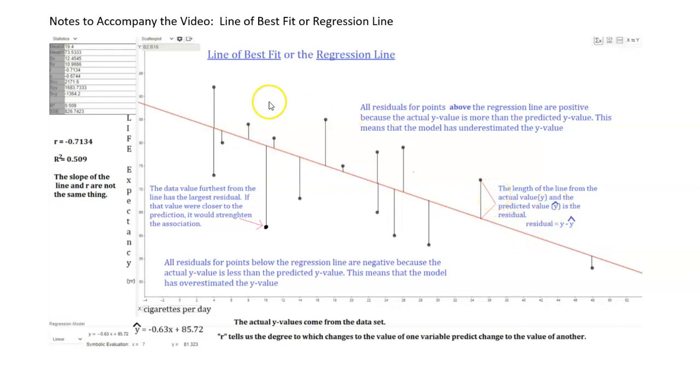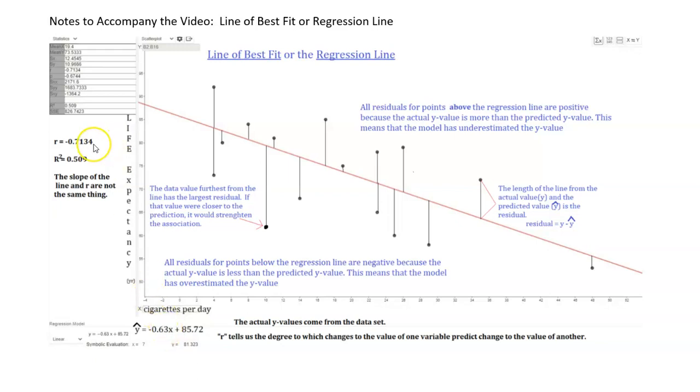So when we're looking at this line, it has a slope. You can tell that it goes down from left to right, so it's a negative slope. And the equation was given here. This is using GeoGebra, and they gave us the negative 0.63. That's the slope.